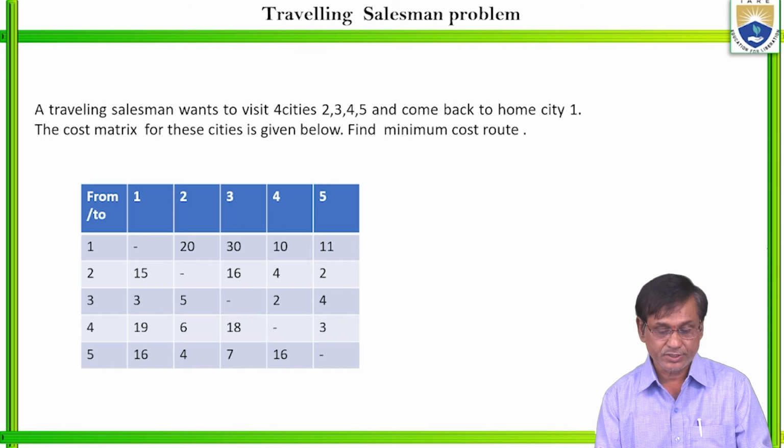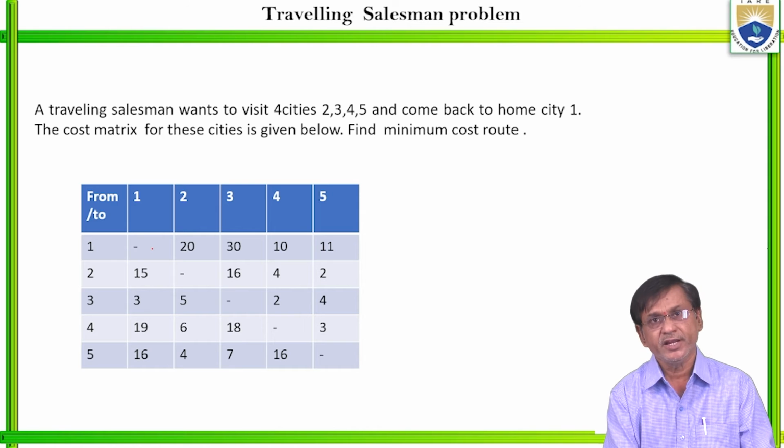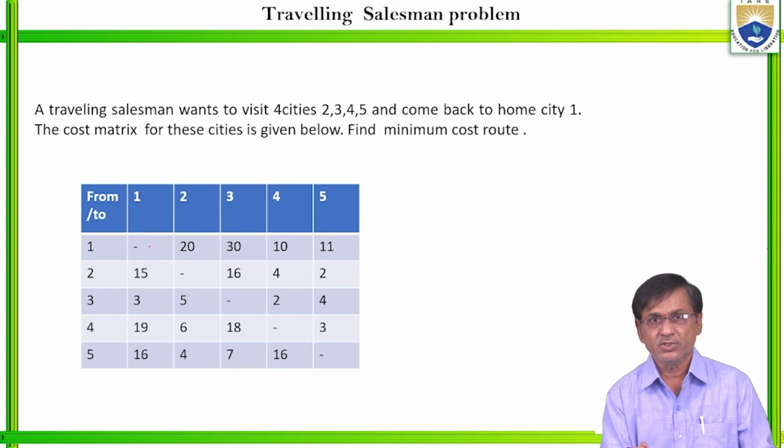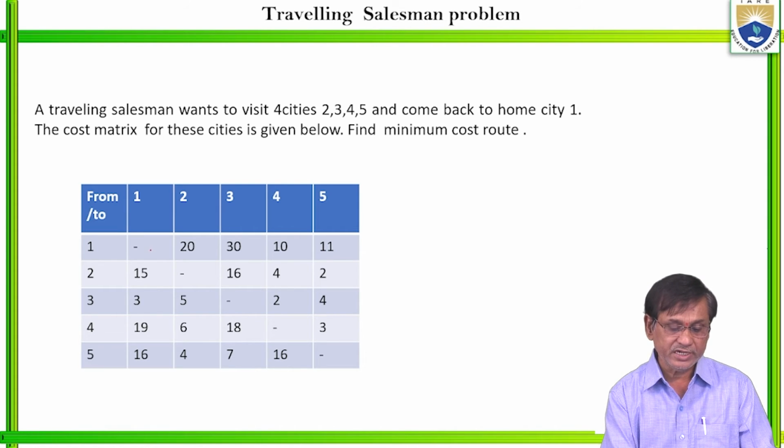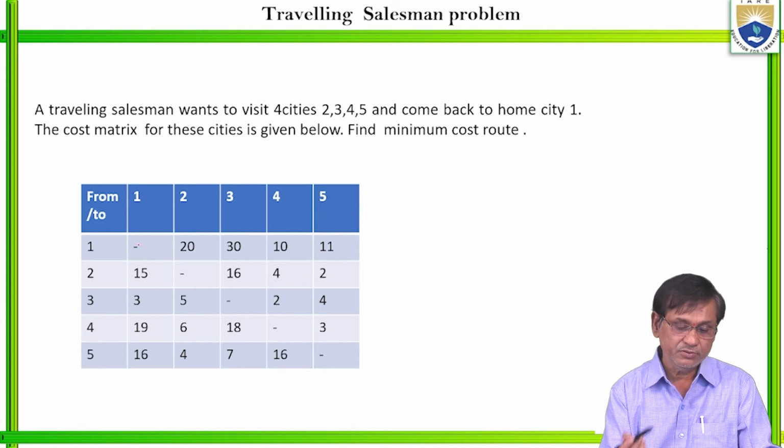Find the minimum cost route. Here the cost from 1 to 1 is a dash. That dash indicates it is not possible. That means we can represent that either by infinity or a dash. So dash means that route is not possible. There is no meaning in going from 1 to 1, 2 to 2, 3 to 3, 4 to 4 and 5 to 5, so we need not consider those. We can mark them as a dash or infinity.